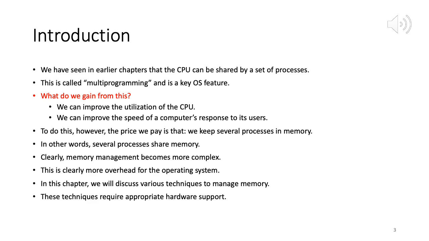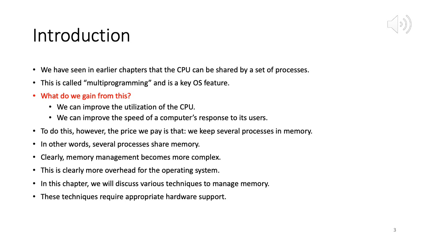Okay. Now I am on slide 3. By now we all know about multi-programming, right? We have seen in earlier chapters that the CPU can be shared by a set of processes, multiplexing CPU and I/O execution among many processes, for maximizing the CPU utilization. So this is multi-programming, a key OS feature which every operating system that we look at implements.